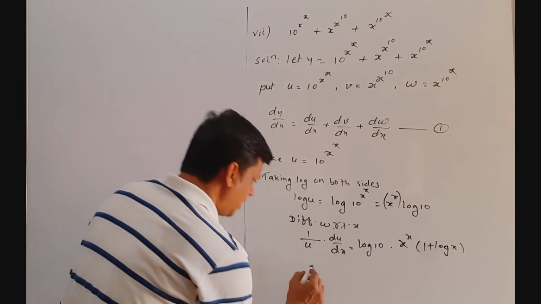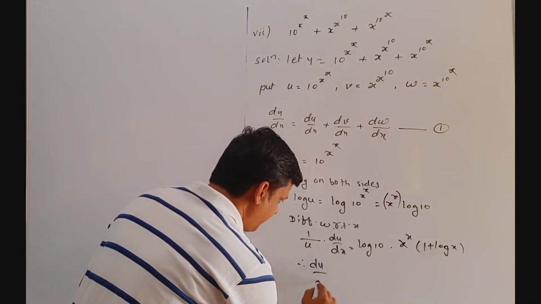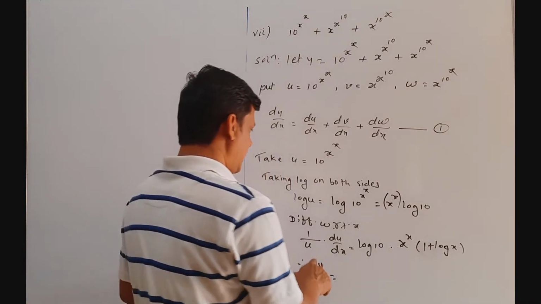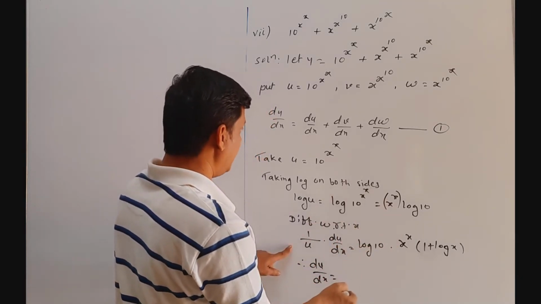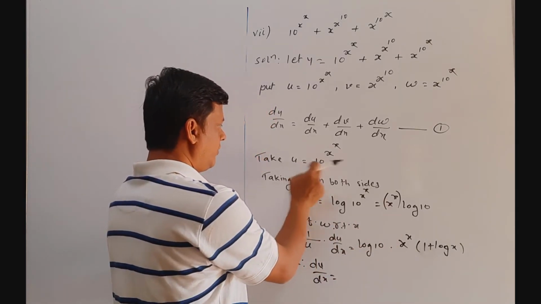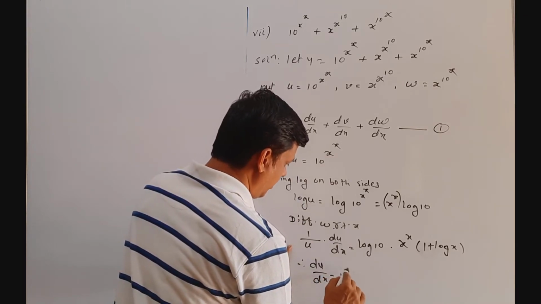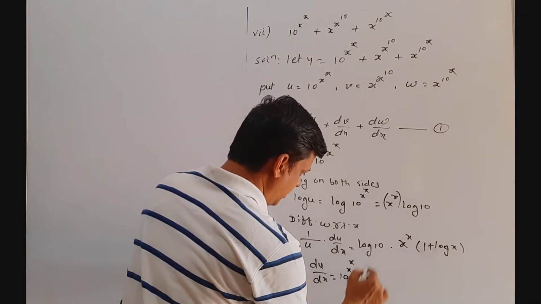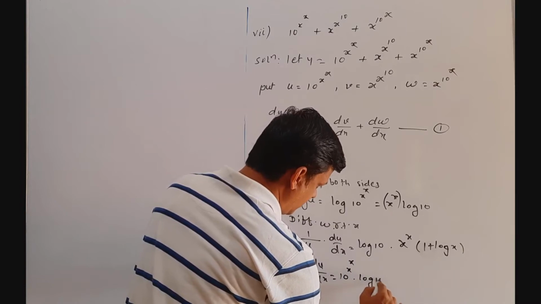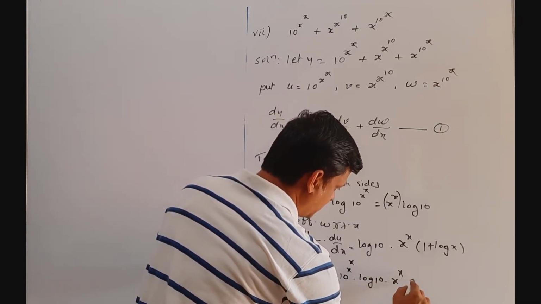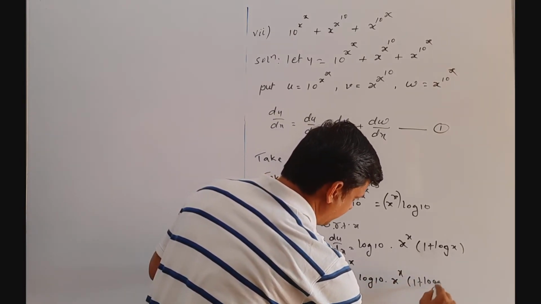Now we require du by dx. So write du by dx is equal to, we transfer this u to the right hand side and replace the value of u as 10 raised to the power x raised to the power x into log 10 into x raised to the power x into 1 plus log x.